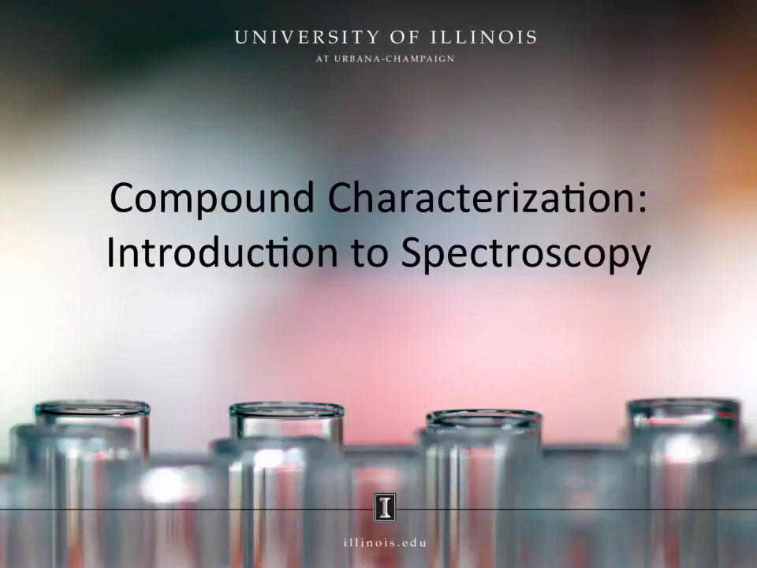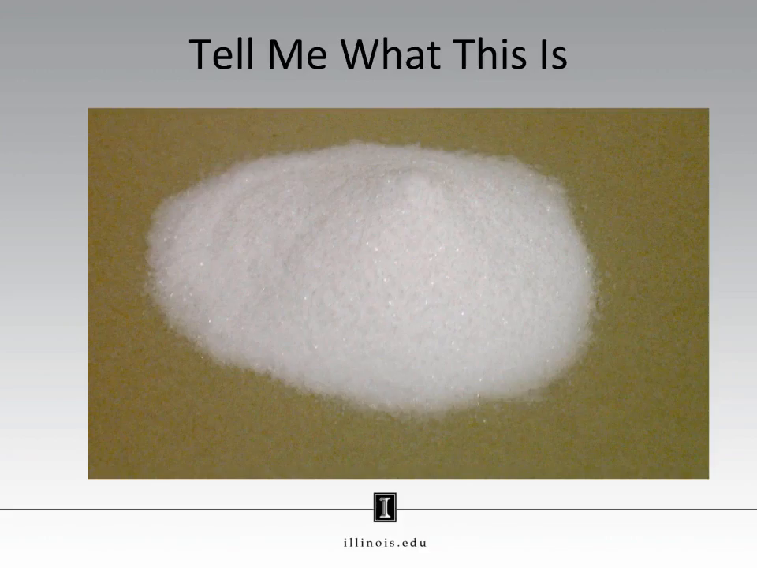Compound Characterization – Introduction to Spectroscopy. Let's say I came to you and handed you this white powder and asked you to tell me what it was. How would you go about doing that? The process of identifying an unknown compound is what we call characterizing it. When we characterize a compound, we learn about its properties.